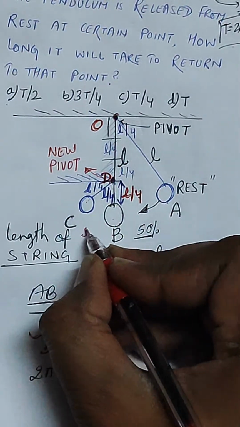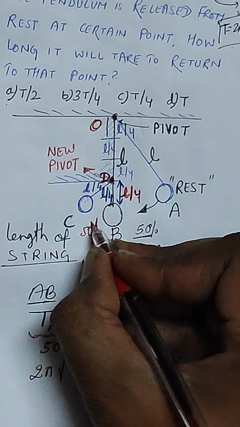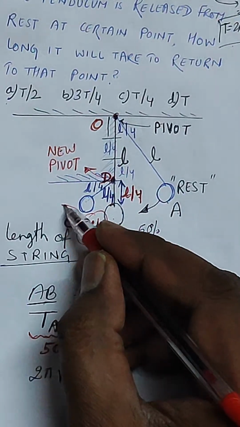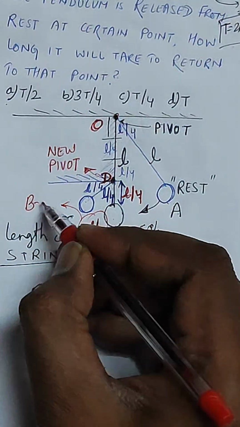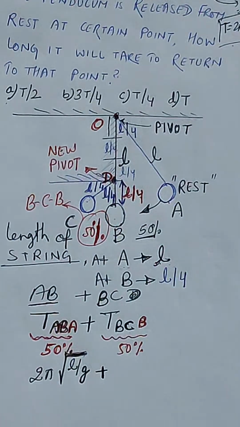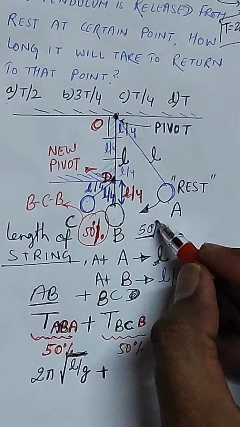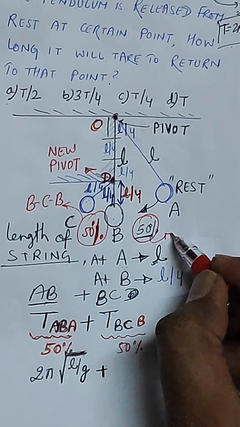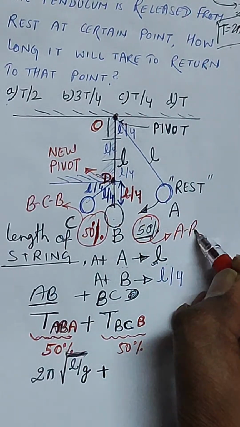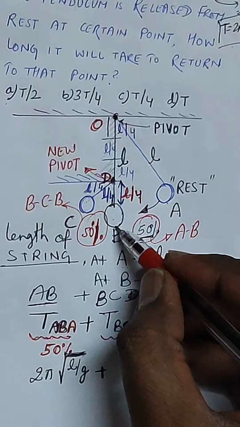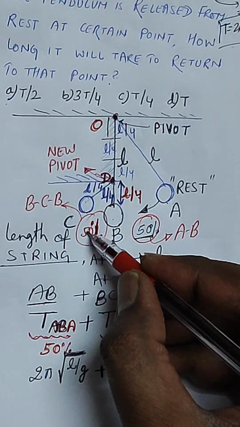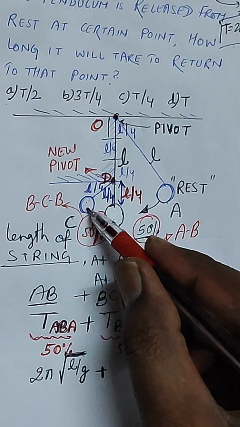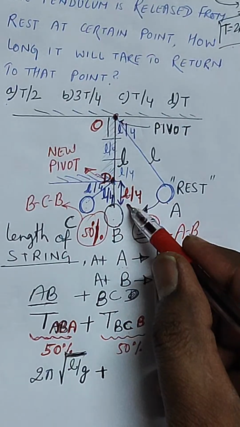So that's why I'm writing over here, 50% is covered for B to C to B, right? And 50% is covered for what? Tell me. This is covered for A to B. After this, the baton is handed over to this part. Then again B, C, B is happening. The bob is going from B to C, then again to B, with a string length of L by 4.